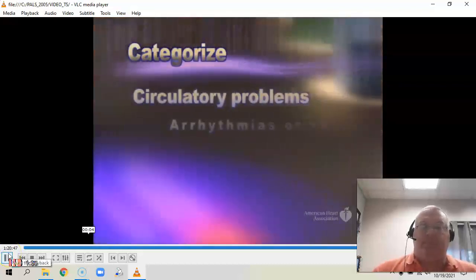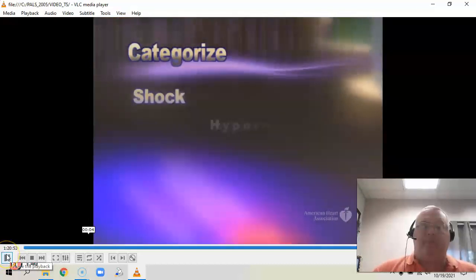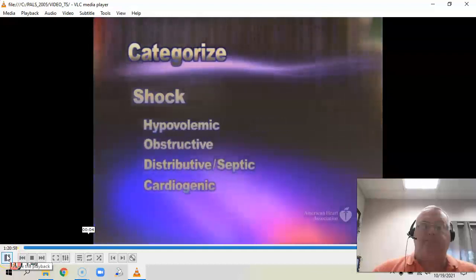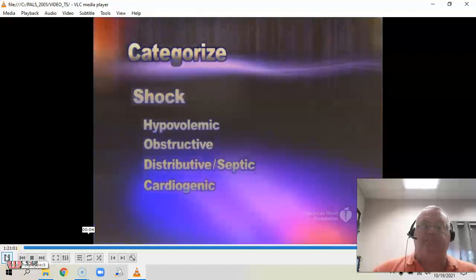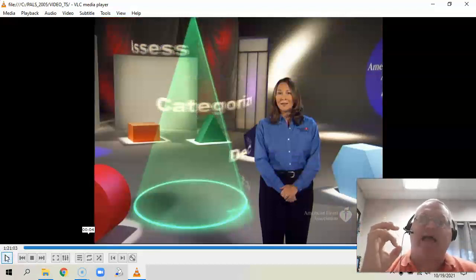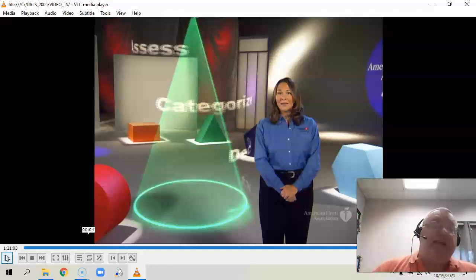Circulatory problems can be caused by arrhythmias or shock. Shock is further categorized into 4 groups: hypovolemic, obstructive, distributive septic, and cardiogenic. The severity of shock may be compensated or hypotensive. So, when we're talking about severity, don't confuse the actual case with severity. Severity is how bad the patient is right now. And the difference between compensated and decompensated shock would be your blood pressure, okay? Which we all know is a very late sign if it loses that in pediatric patients.